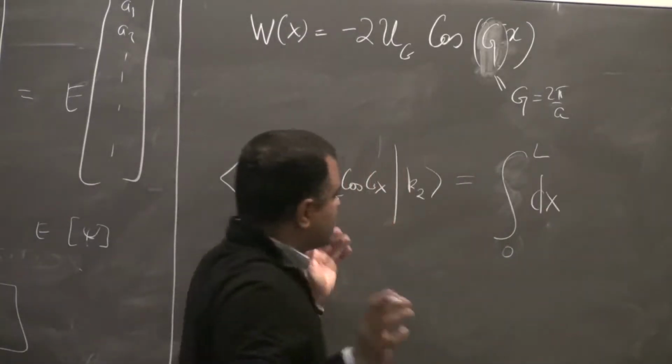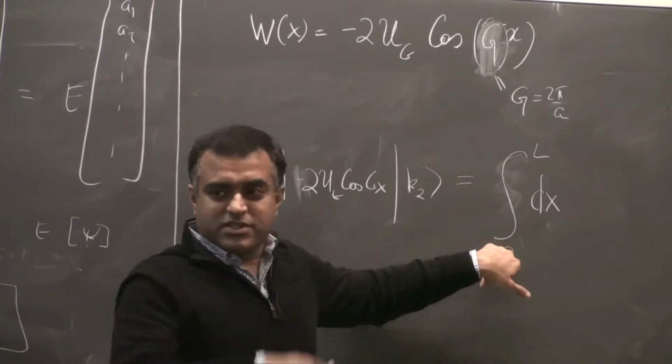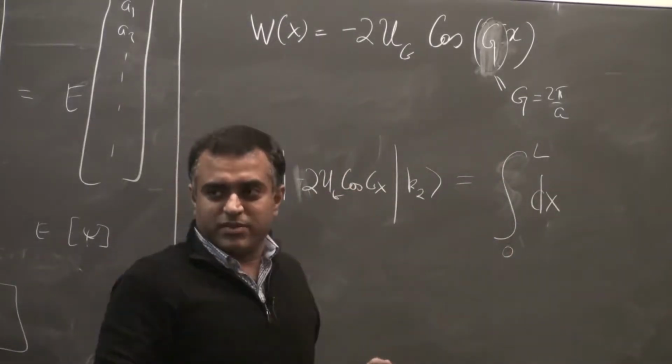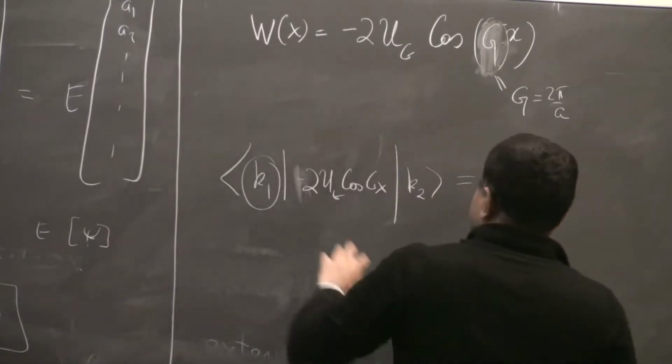So physically it means over all space. If you're in 2 dimensions, go x and y. If you're in 3 dimensions, go x, y, and z, from minus infinity to plus infinity, or 0 to L if you close the boundaries. So over all volume, all space, we must integrate it.